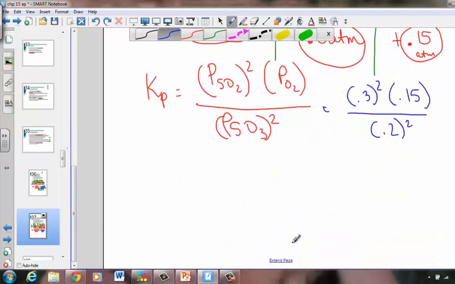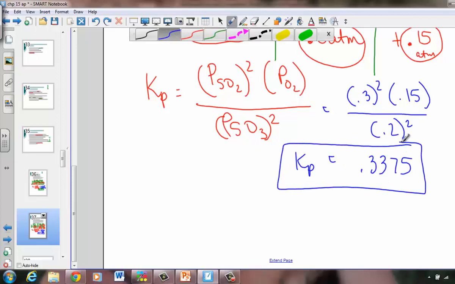Now please hit it with me to be sure we have a common answer. 0.3 squared times 0.15, divided by 0.2 squared, and I'm finding a value of 0.3375. No units for Kp. That is a number smaller than 1, so we know that the reactant is being favored in the equilibrium.